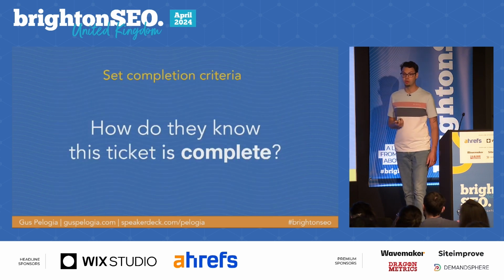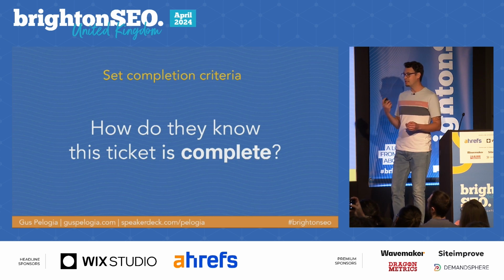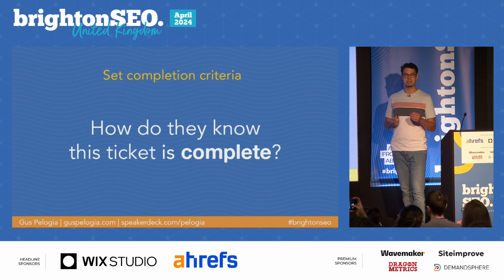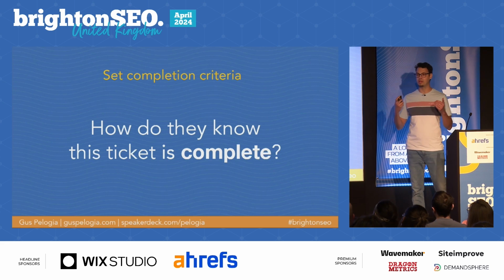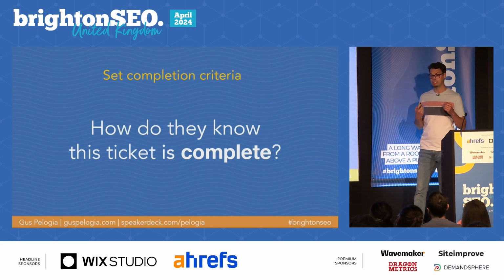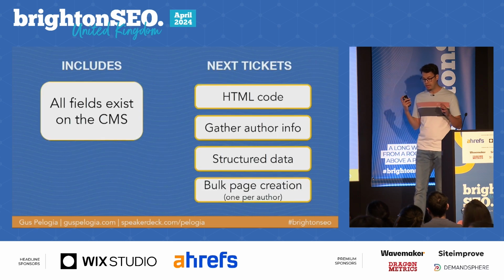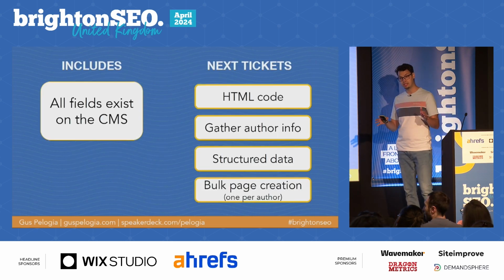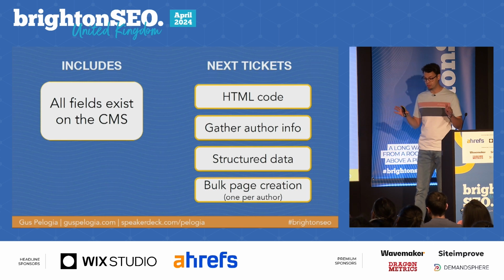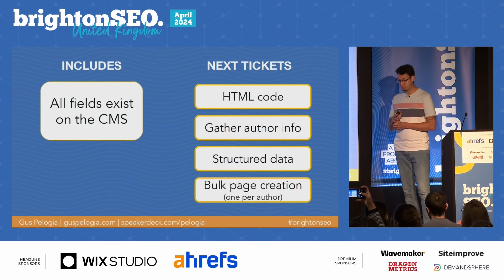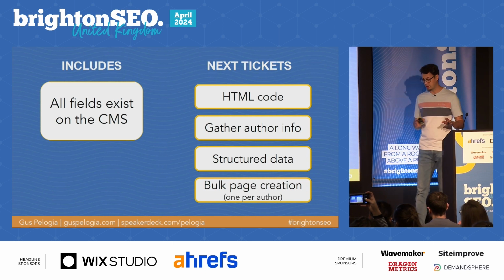And how do they know the ticket is complete? This sometimes is pretty obvious, and sometimes it might just be a rephrasing of the previous step, but I still find it really important so there is no confusion anywhere. And in this case, on this ticket, they're just creating the CMS fields. They're not writing the HTML code for this page. They're not gathering author information. They're not adding structured data.